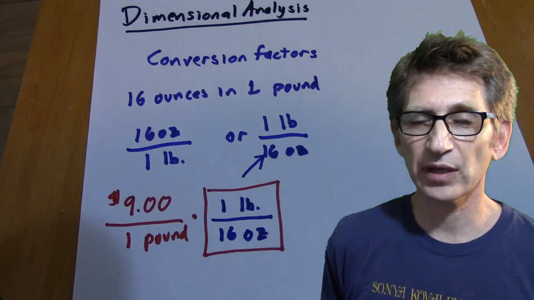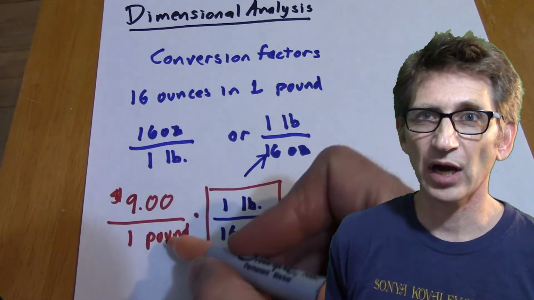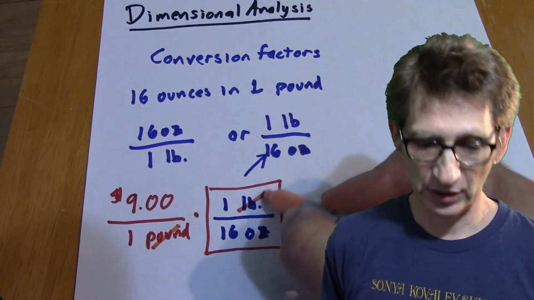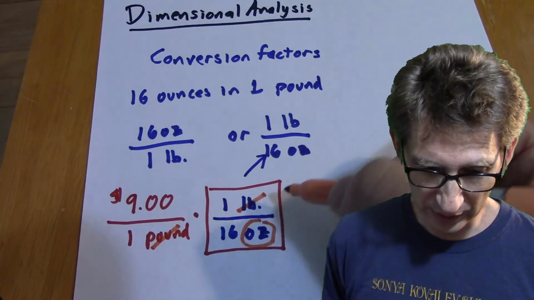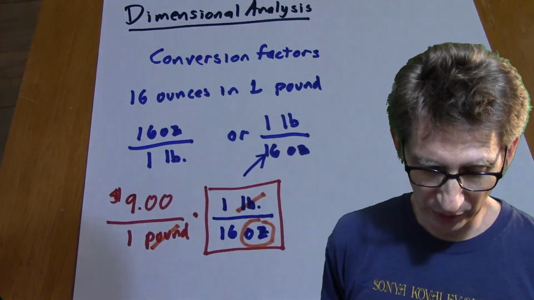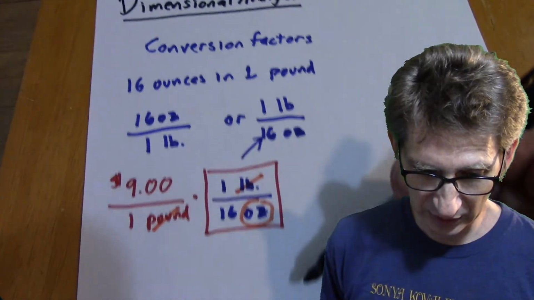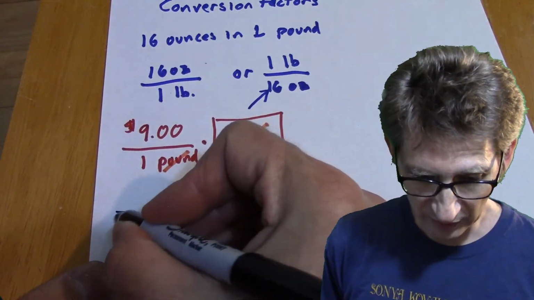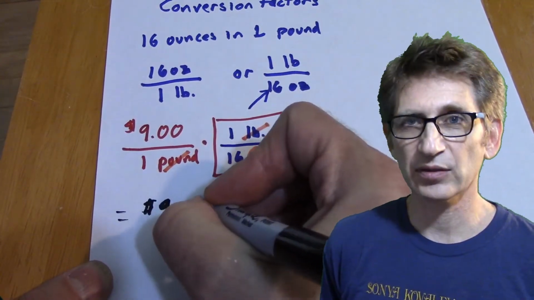Once the pounds cancel out, let's take a look at the units I'm left with. I have dollars in the numerator, ounces in the denominator. Well, that's what I want. So we do a little quick multiplication. 9 times 1 is 9. 1 times 16 is 16. So I have $9 over 16 ounces.